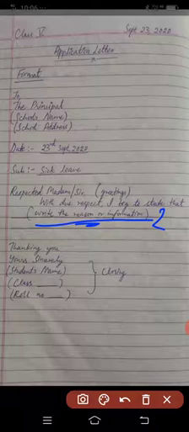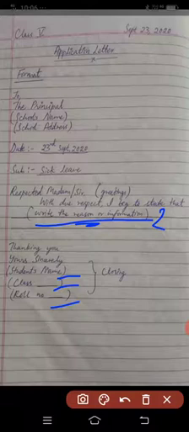Okay, then we have the closing here. For closing, you have to write thanking you, yours sincerely, or you can say yours student, yours faithfully. And then write your name, class, and roll number. Now the format should be like this.